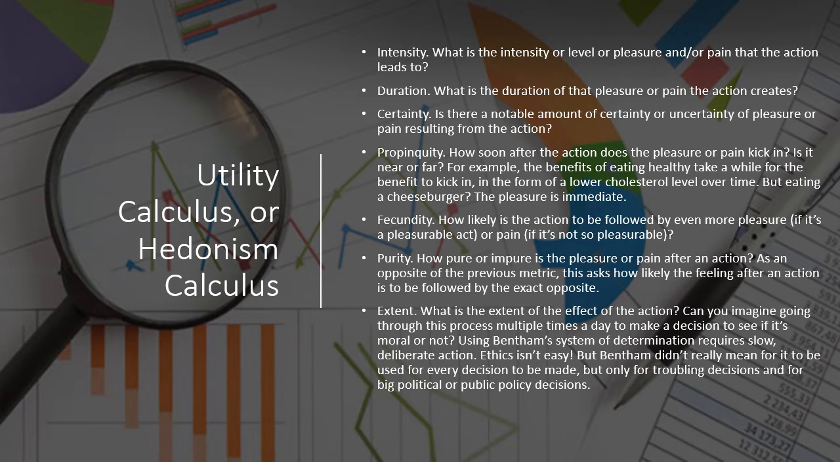First, we ask of the intensity: what is the intensity or level of pleasure and or pain that the action leads to? In terms of the duration, what is the duration of that pleasure or pain the action creates? With certainty, you can ask, is there a notable amount of certainty or uncertainty of pleasure or pain resulting from the action? When it comes to propinquity, how soon after the action does the pleasure or pain kick in? Is it near or far?